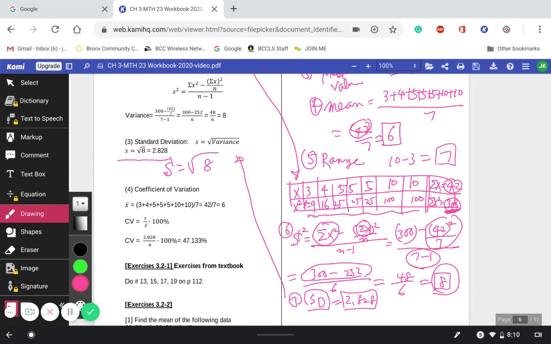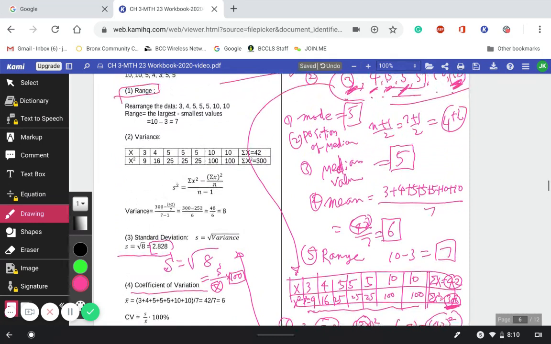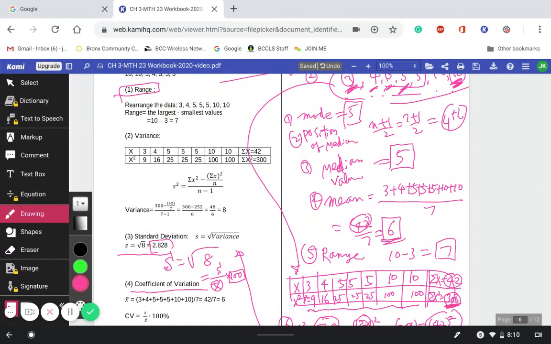Okay? And also, sometimes I ask how to find your coefficient of variance. The formula was what? Standard deviation divided by x bar, mean value, and times 100, right? So that means I just found the standard deviation. That was 2.828. So you need to find the median.